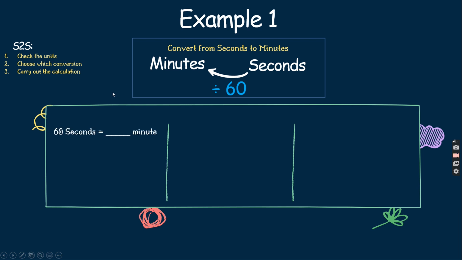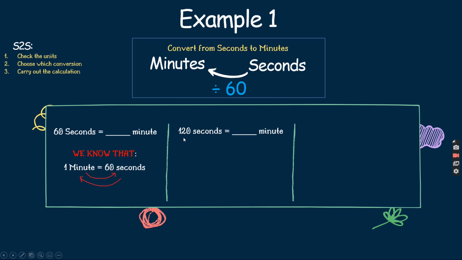So first question, 60 seconds is equal to how many minutes? We know this. We do not need to do any calculation on this. How do we know this? We know that 1 minute equals 60 seconds. So what is the concept of equal? Equals means the same. So 1 minute is the same as 60 seconds, which means 60 seconds is the same as 1 minute. So the answer is 60 seconds equals 1 minute. As simple as that.